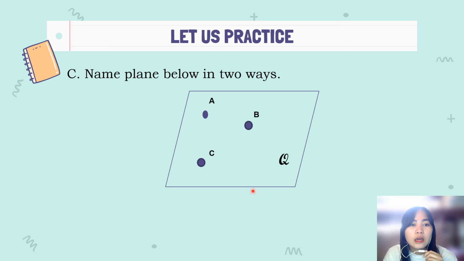Now, name the plane below in 2 ways. We have here this plane. How can we name this one in 2 ways? In naming a plane, we can use the script letter here and the 3 points here. For example, we have plane Q. It represents our plane here, plane Q. And if we use these 3 points, we can name this plane as plane ABC. That is how we name our plane.